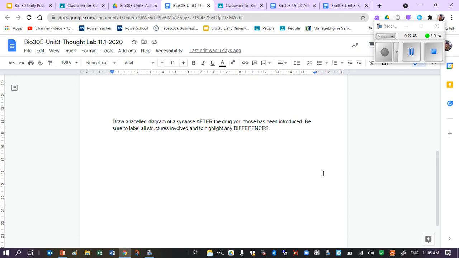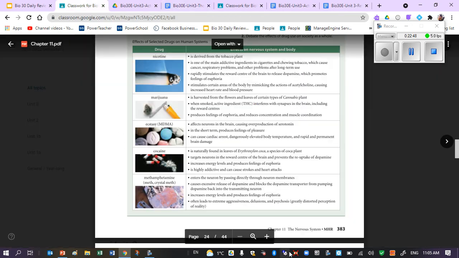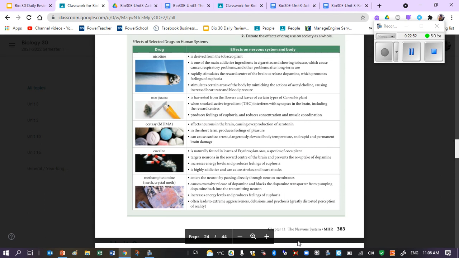Now, different drugs affect different neurotransmitters. So, if you take a look up here, for example, this one mentions dopamine. This one talks about serotonin. So, please make sure that you label your neurotransmitter accordingly. If your drug is affecting dopamine, label your neurotransmitter dopamine. If your drug is affecting acetylcholine, label your neurotransmitter acetylcholine.